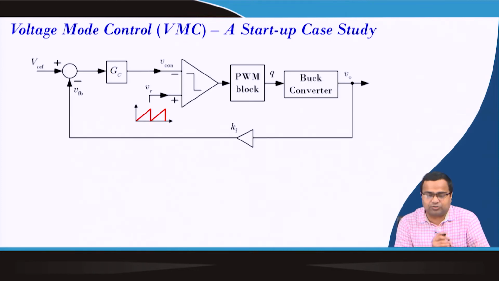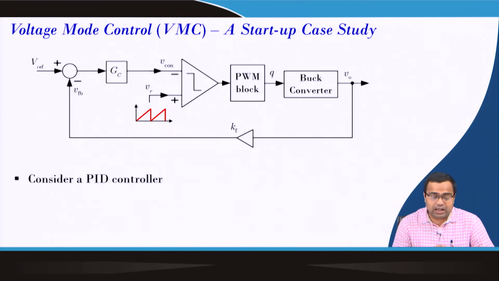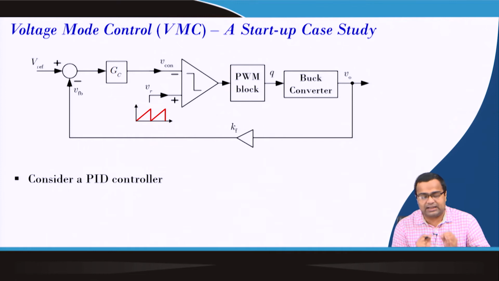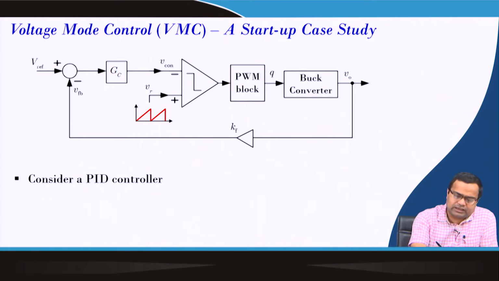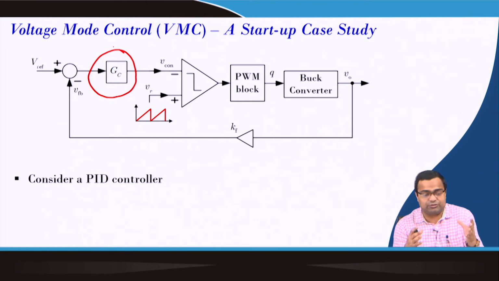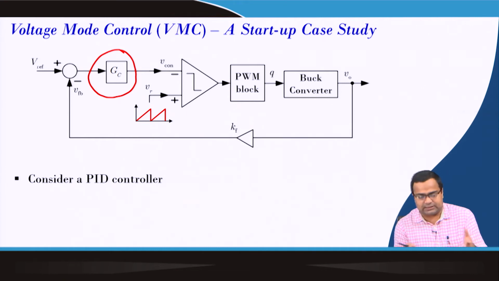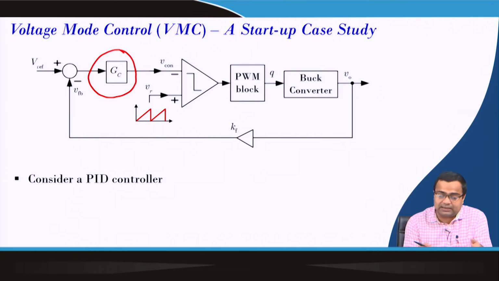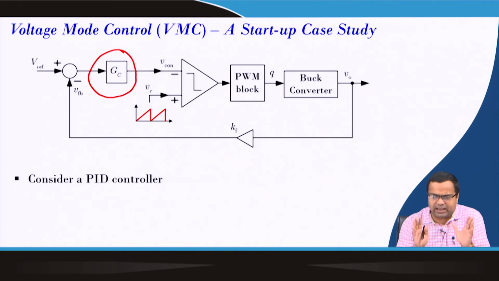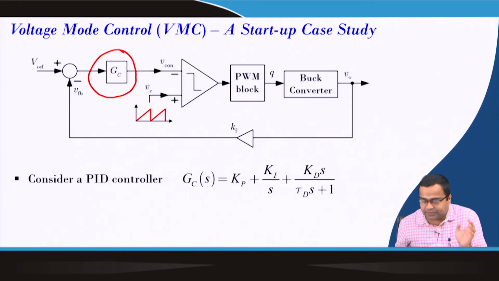Now, in voltage mode control, I want to show a startup case study. Okay. So, for the time being, let us consider a PID controller. In fact, I can tell you that in voltage mode control, typically people either use a PID controller or a type 3 compensator, which is like a lag-lead compensator, and that we will take separately in the design of the PID controller in the subsequent lecture. But today I want to consider a PID controller.